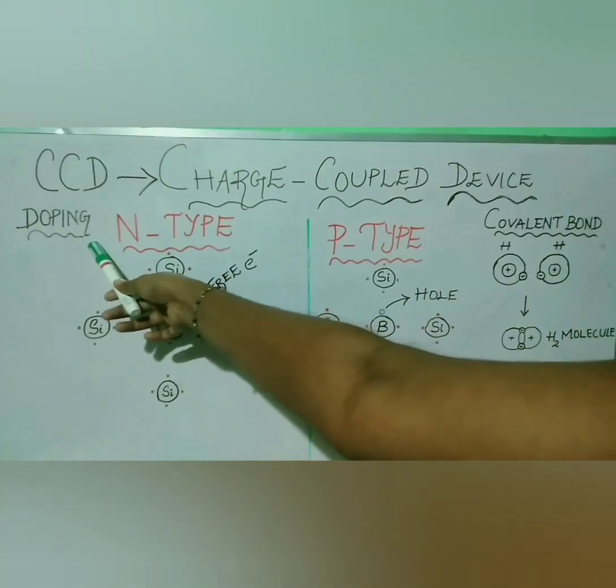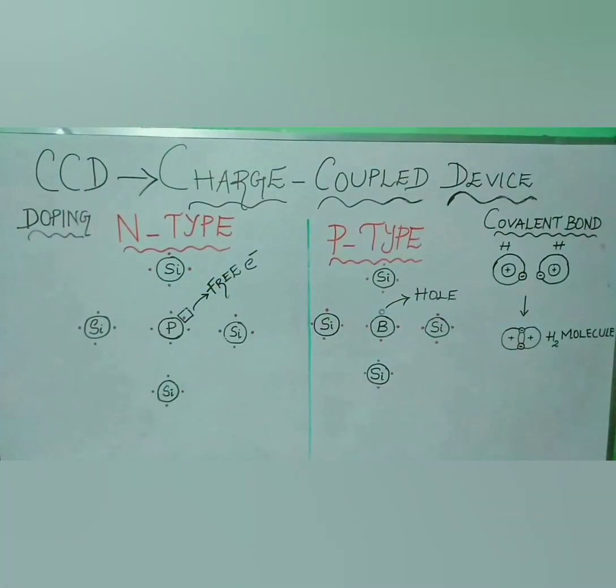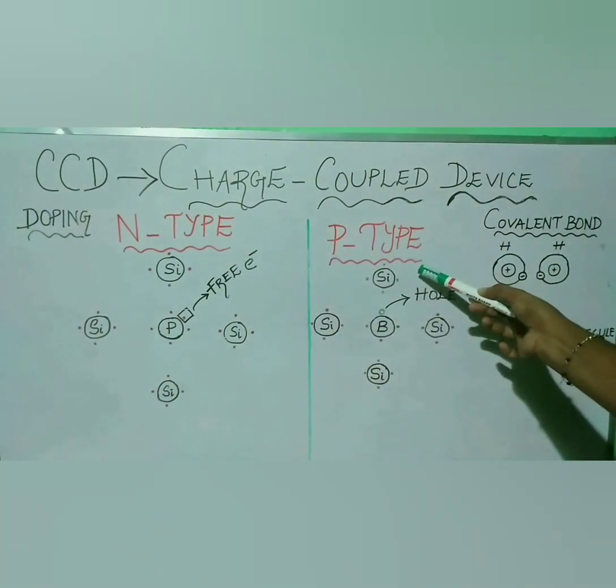Next, we are going to study about doping. What is doping? To create additional energy levels, we are adding certain impurities to pure semiconductor material. Here the semiconductor material is silicon. So here we are adding certain impurities to pure silicon. So this process is known as doping. By doping, two types of semiconductor materials are formed. The first type is N-type and the second type is P-type.